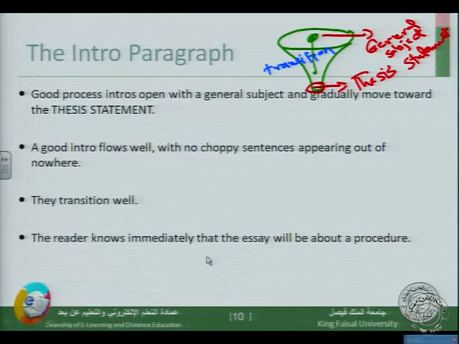By the way, your introduction paragraph is one of the most important paragraphs in your essay, especially the first paragraph and the final, concluding paragraph. In the introduction, you attract your reader's attention. In the conclusion, you assure him or her that you were right in your thesis statement.